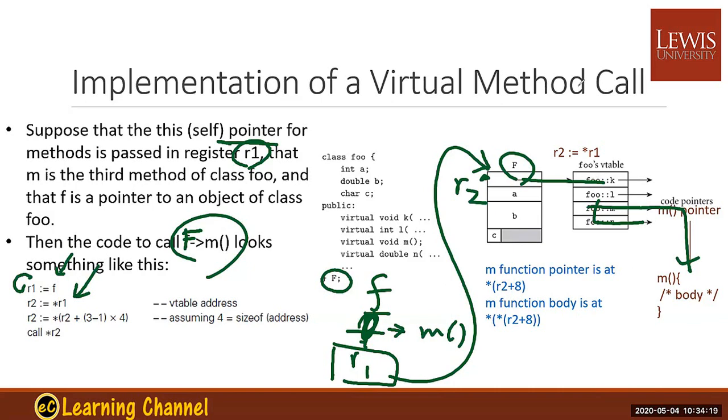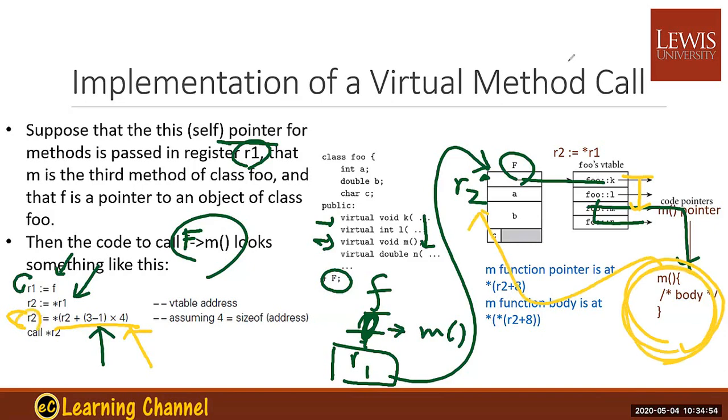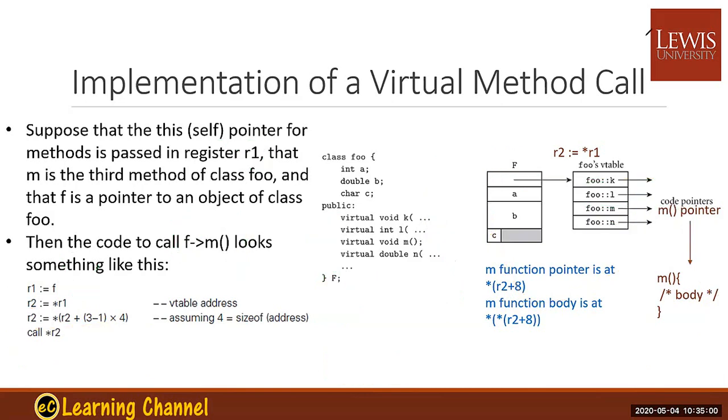Okay, so R2 then does a calculation: R2 plus 3 minus 1. 3 minus 1 is 2, times 4. So it is the offset calculated from here to here. The object's body is assigned to R2, and that R2 then gives the body of the M function you make the call to. Is that okay? Yes. One more time.